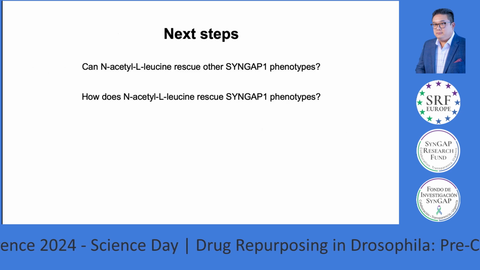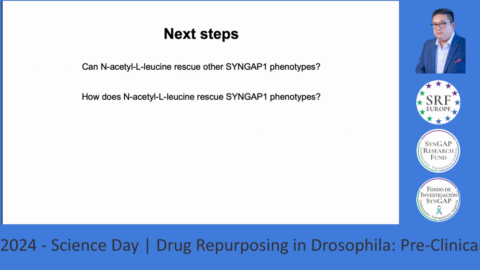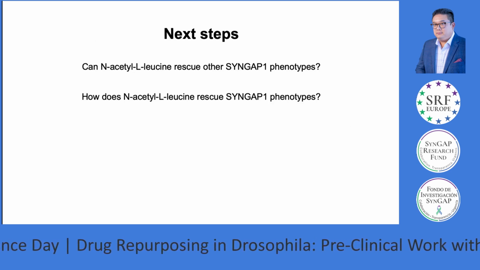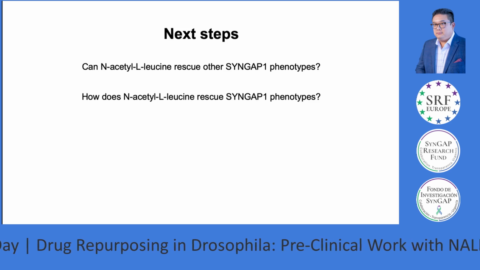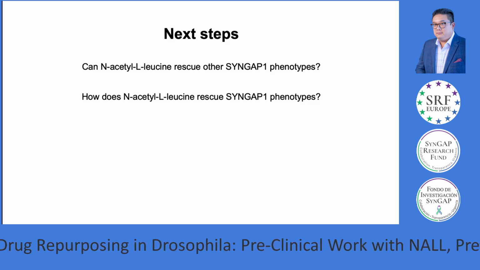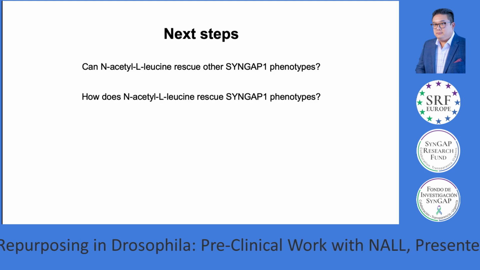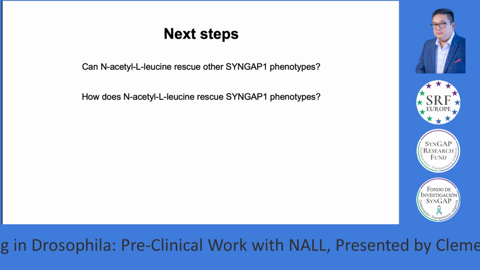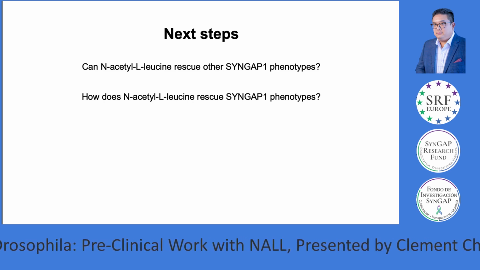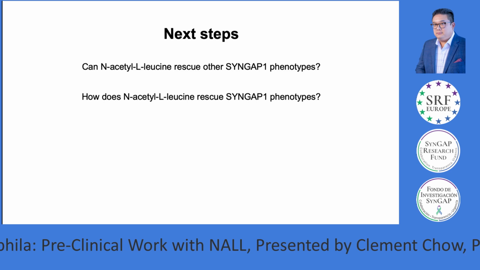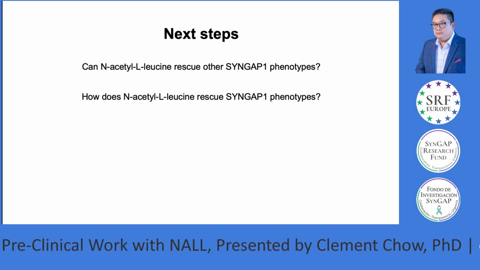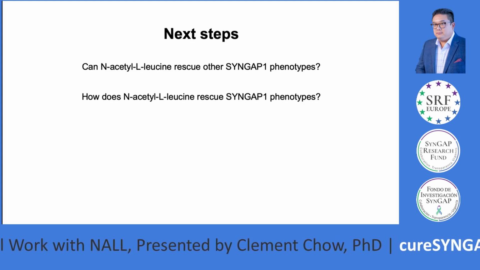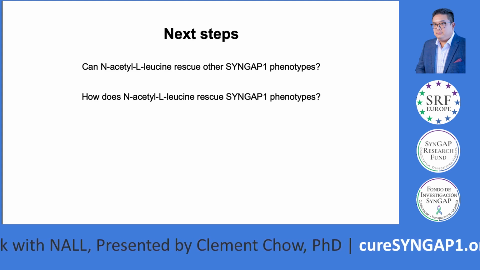And so the next steps for our lab is to really ask these two questions. And actually, I meant to put a third question on here, which I'll touch on at the end. But can N-acetyl-L-leucine rescue other SYNGAP1 phenotypes? So we're starting to now expand beyond this weird eye phenotype I showed you to something a little bit more relevant to the patients. And also, how does it work, right? If we can figure out how N-acetyl-L-leucine works, there might actually be a better drug that targets the actual pathway N-acetyl-L-leucine is impacting. And that might be even better than taking this modified amino acid.